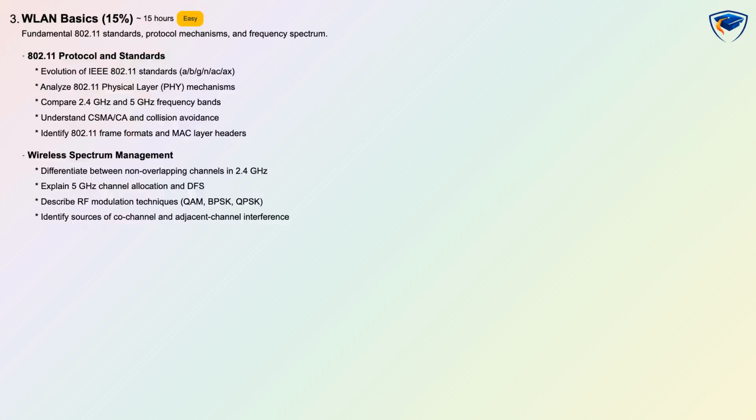The syllabus covers frequency spectrum topics including differences between 2.4 GHz and 5 GHz, non-overlapping channels and DFS in 5 GHz, and RF modulation techniques such as QAM, BPSK, and QPSK. Understanding these fundamentals helps you design channel plans and recognize sources of co-channel and adjacent channel interference.